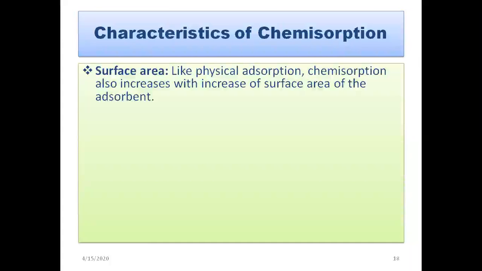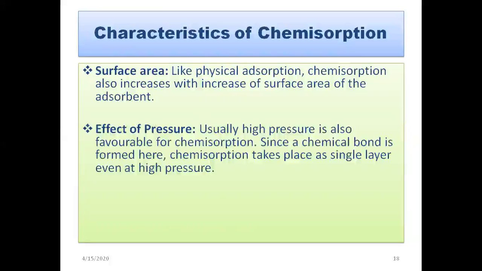The next one is surface area. As usual, like physical adsorption, chemisorption also increases with increase in surface area. Generally, high pressure is also favorable for chemisorption, that is when a gas is involved. Since a chemical bond is formed, chemisorption takes place as a single layer even at high pressure. If you remember, physisorption takes place in more than one layer, nickel, hydrogen, hydrogen, hydrogen, because the van der Waals forces are non-specific. But in chemisorption, a nickel hydride bond will be formed. After that, the next hydrogen cannot form a bond. Therefore, chemisorption is generally a single layer even at high pressure.